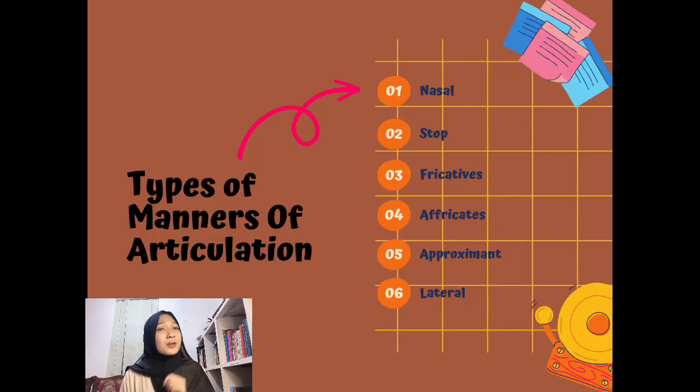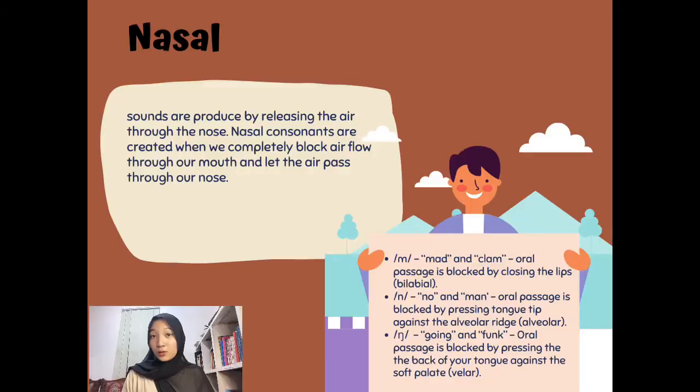After that, you must know the types of manner of articulation, and there are 6 types. 1. The first type of manner of articulation is nasal. Nasal sounds are produced by releasing the air through the nose. Nasal consonants are created when we completely block airflow through our mouth and let the air pass through our nose. A nasal consonant is one in which the air escapes only through the nose.